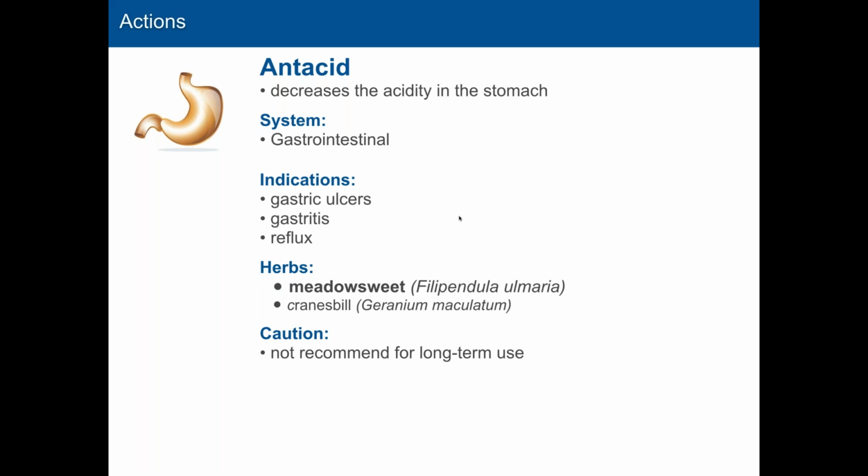Cranesbill is an astringent herb, very, very astringent. It also has some antacid properties. I don't use that one as much because it's a little too strong for some of the things I need, but you could use it for that. Meadowsweet is often used for heartburn or even reflux, maybe short term, but it's not my main go-to for reflux. For gastritis and inflammation of the stomach, it would be a good one to go with.